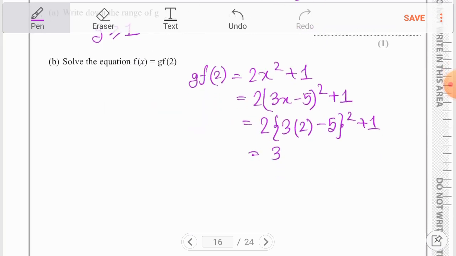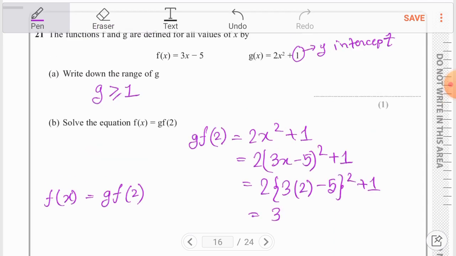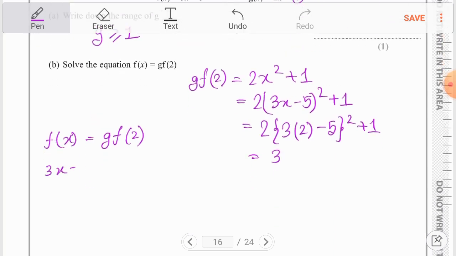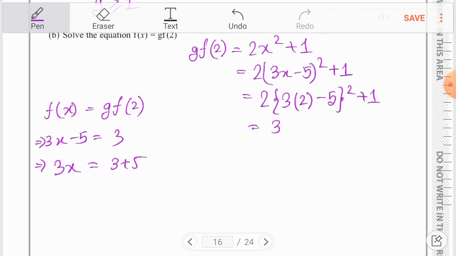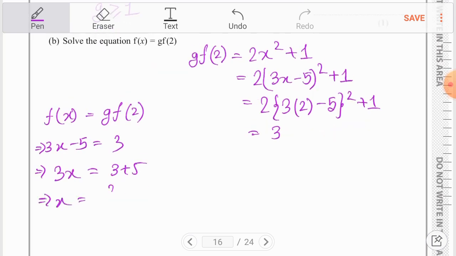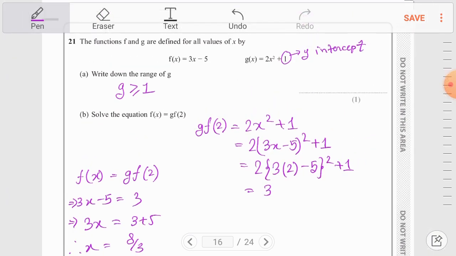Now we can simply write the equation that is asked in the question. f(x) is equal to gf(2). f(x) was 3x minus 5, which is equal to 3. Making x the subject of the equation, it would be 3 plus 5, so x would be 8 divided by 3, and that is the value of x. x is 8 by 3. So this was the end of question number 21. I hope it was clear.